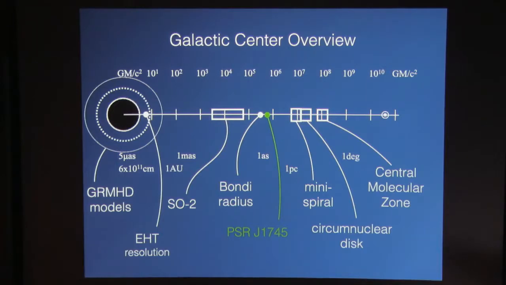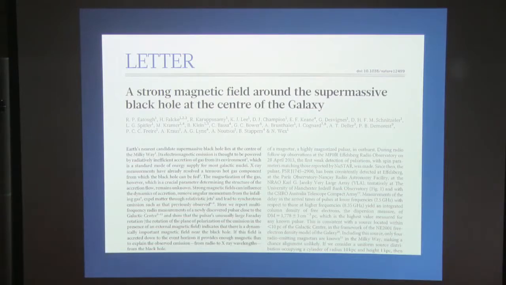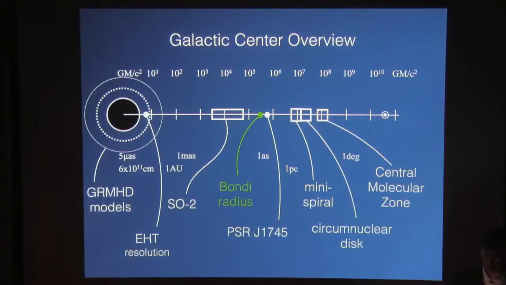Okay, so yet further in is a recently discovered pulsar, J1745. So here's the discovery paper. And one of the reasons this pulsar is interesting for galactic center study is because it gives us information about magnetic field strengths in the galactic center. So this lies at an angular separation of about 3 arcseconds, I believe, from the center of the galaxy, and tells us about magnetic field strengths at that scale. But that's still outside the Bondi radius, which is of order 1 arcsecond.